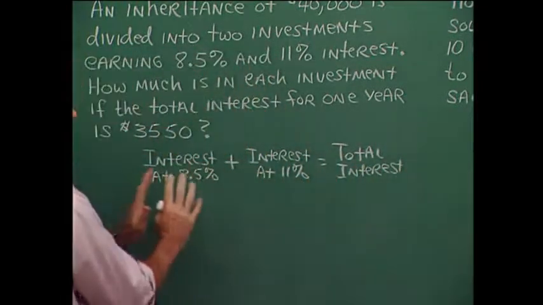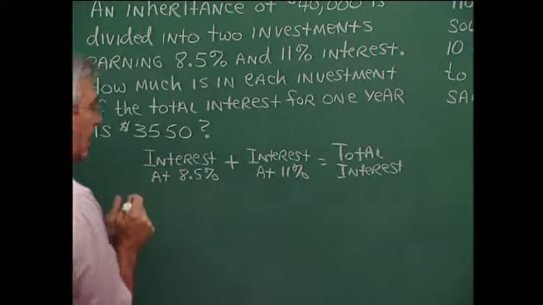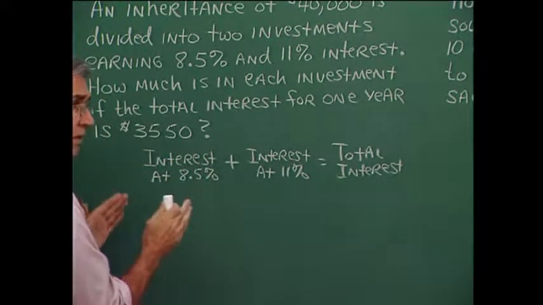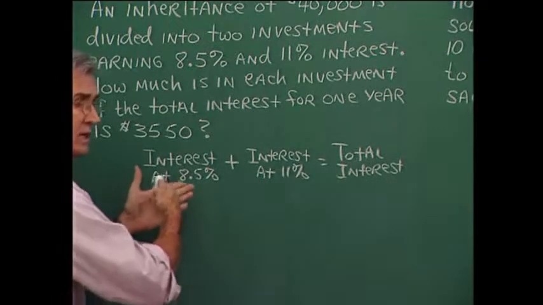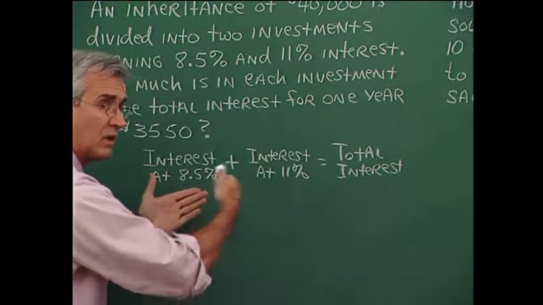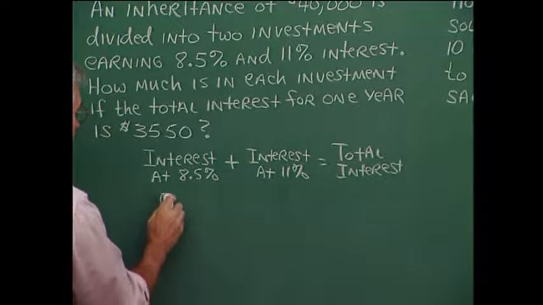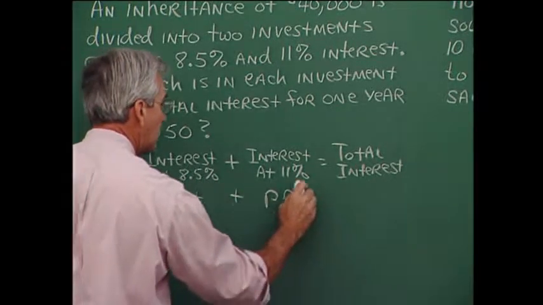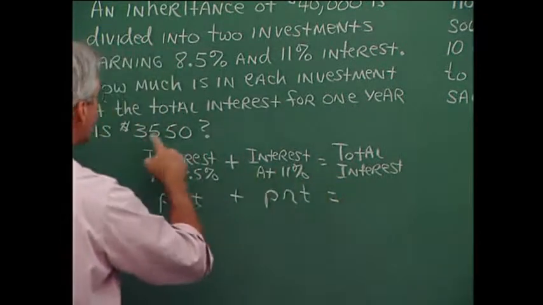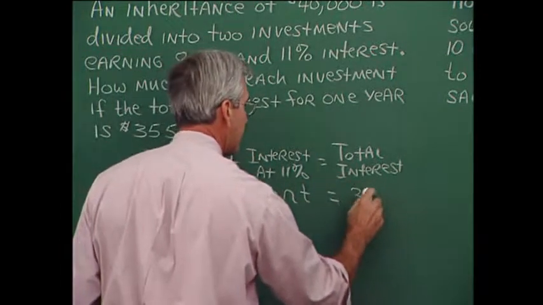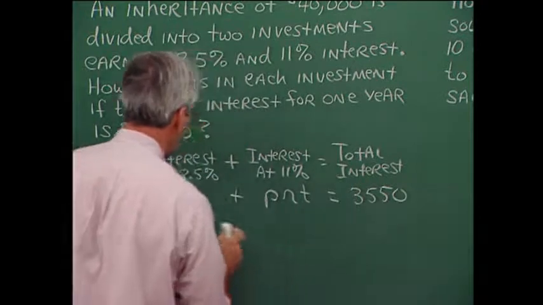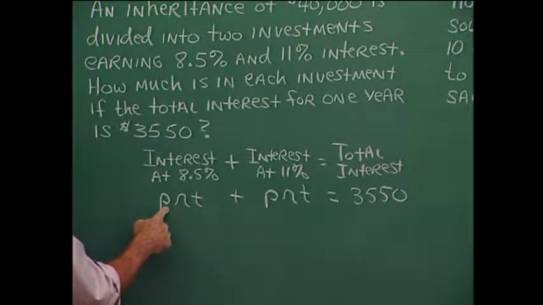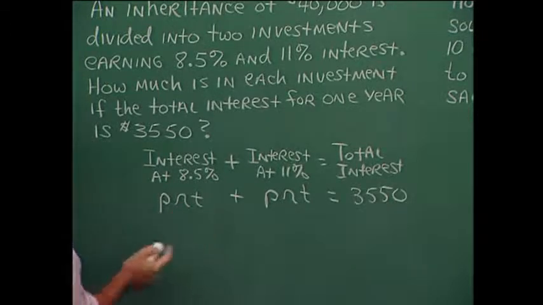Now let's jump further into the problem and figure out how do we calculate interest. Well, we know from before that interest is principal times rate times time, PRT. So this is some PRT, and this is some PRT. And the total interest is given as $35.50. Now what about this PRT, principal times rate times time? The principal is the amount of money invested at a certain rate.